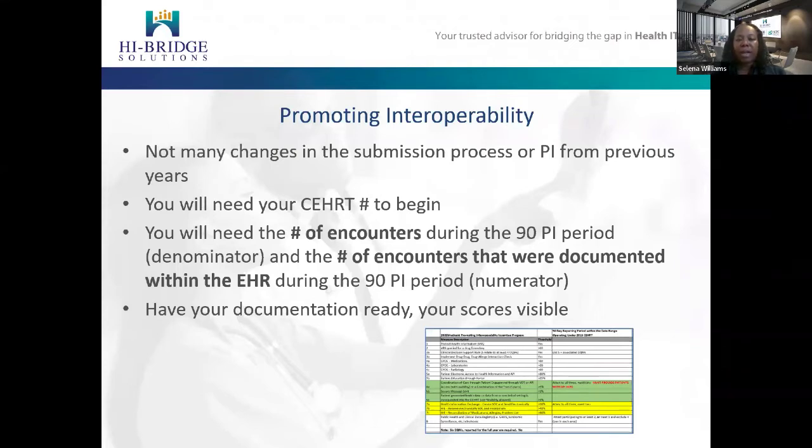You will need the number of encounters during the 90-day PI period, the denominator, and the number of encounters that were documented within your EHR during the 90-day PI period, the numerator.